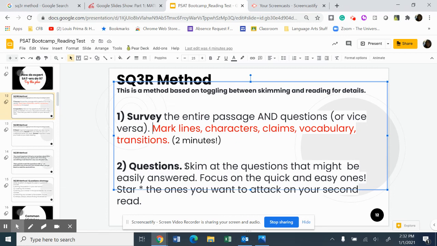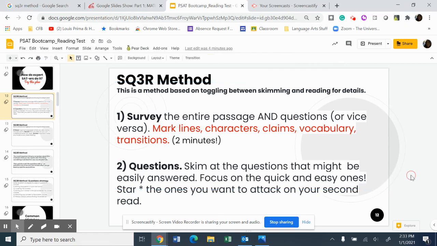Also, if you take a look here at questions, what the Q means, you definitely want to look at the easy ones, the easy questions. For instance, a vocabulary question would be one of the easier types of questions. So you want to skim those questions that might be easily answered and then focus in as you're doing your survey. And that's basically the SQ from the SQ3R method.